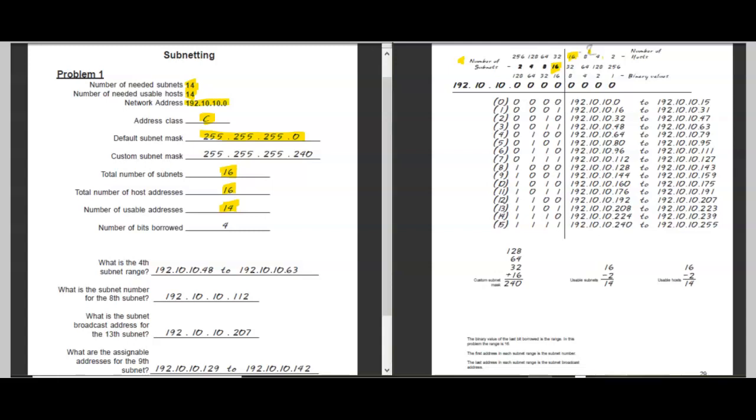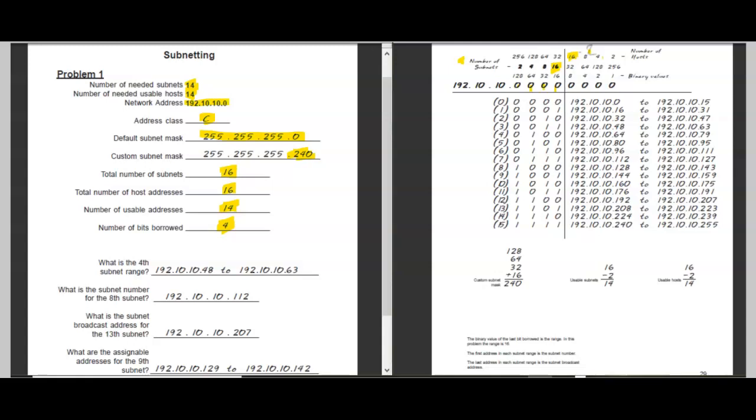If we count, we used 1, 2, 3, 4 of the bits from the host portion. If we add up the binary value of those bits, 128 plus 64 plus 32 plus 16, that gives us the 240 in our custom subnet mask. So even when we're subnetting, we still have to solve the custom portion. Now we need to be able to range it out. It looks somewhat simple to people when they see that ranges are created, but how did they create those?